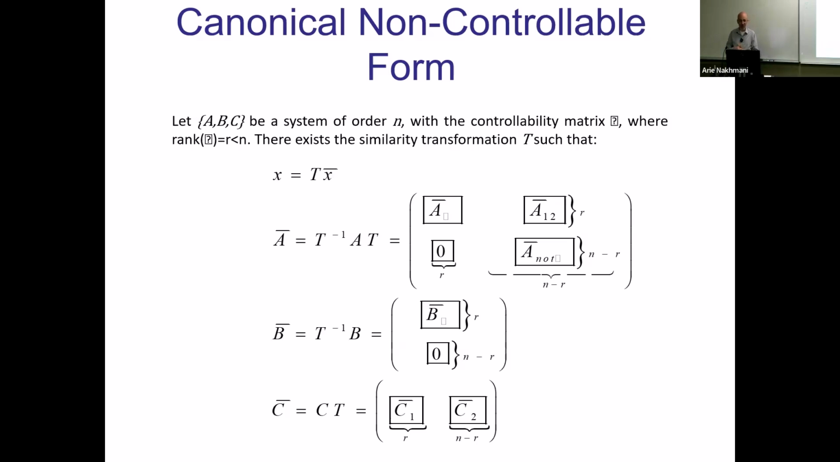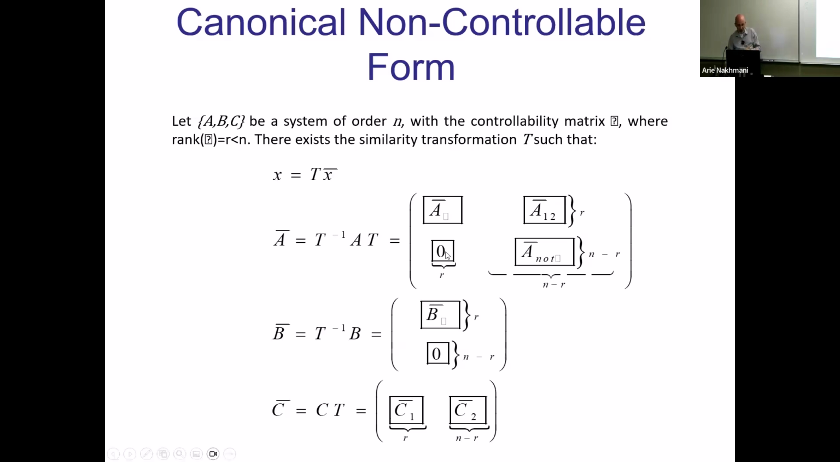Now you want to find such a transformation which transforms it into canonical form, where you get block matrices now. Okay, the transformed A matrix will still be n by n, but it will have a block which is the controllable block and another block which is the not controllable block. Okay, and this will be a block diagonal matrix.